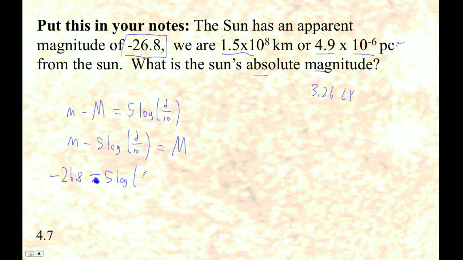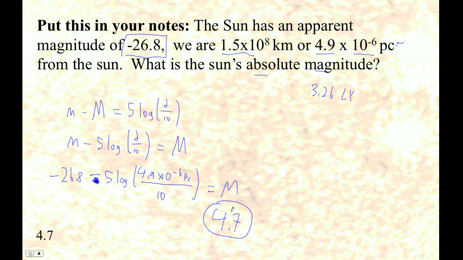Log. And then our distance is 4.9 times 10 to the minus 6th parsecs, right? Divided by 10 parsecs. Right, and that's going to be our big M. So minus 26.8 minus 5 times log of parentheses 4.9e minus 6 divided by 10. That'll be a good number. I get 4.749 or something like that, right? So M is 4.7, which makes our star.